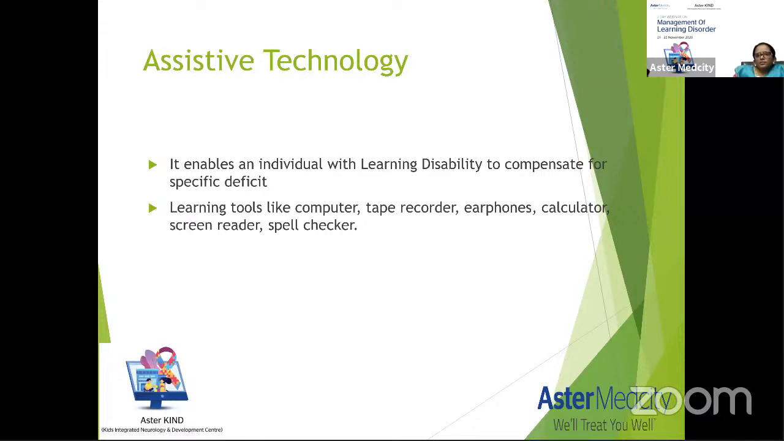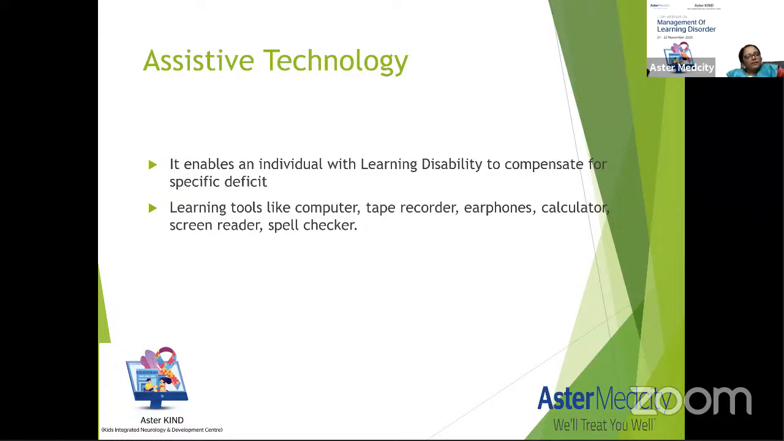If they have a problem with listening skills, we give a tape recorder and earphones. If they have distraction or difficulty with auditory attention, we can give earphones, a calculator, screen readers, and a spell checker, which is also available on Amazon. So we can provide all these aids for them.